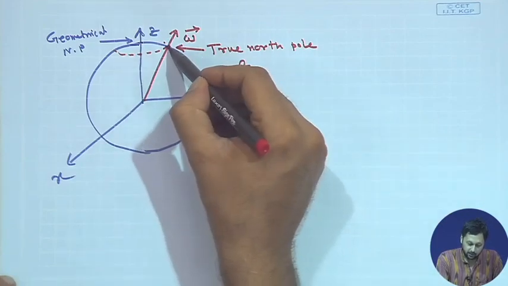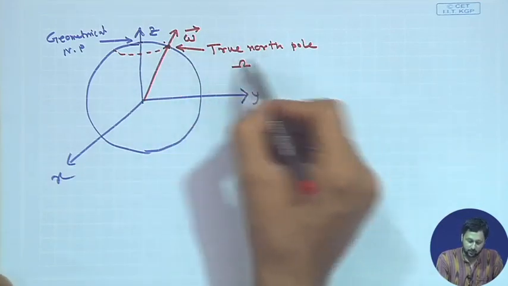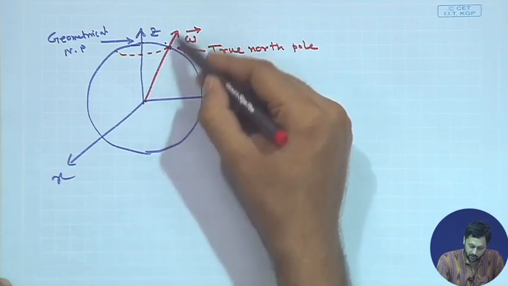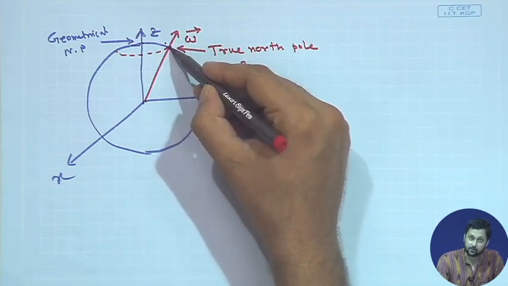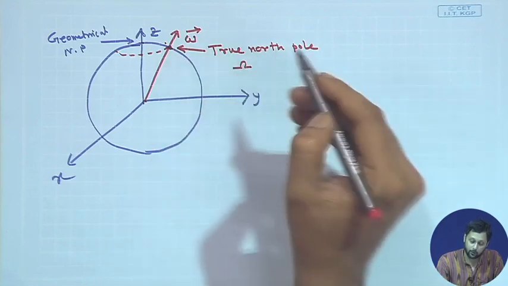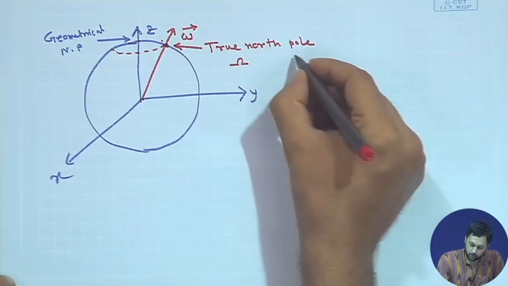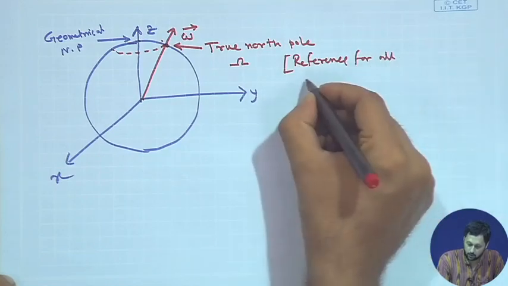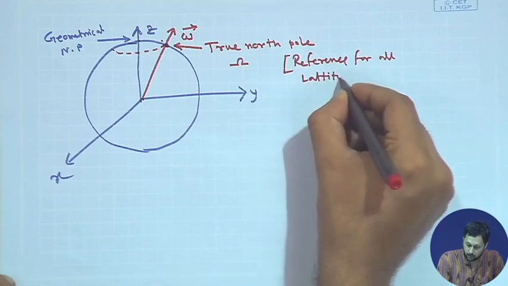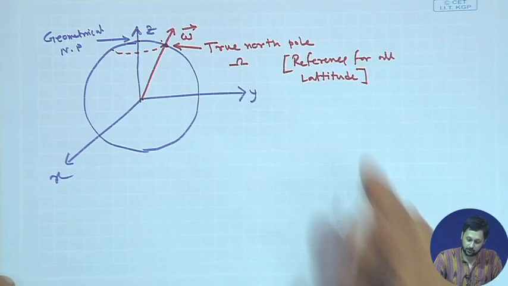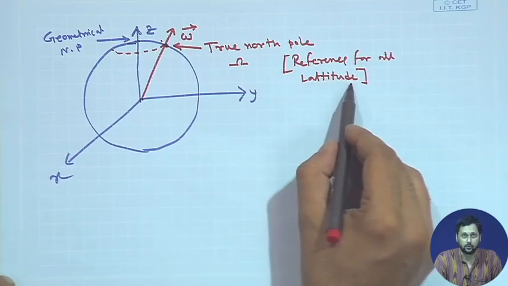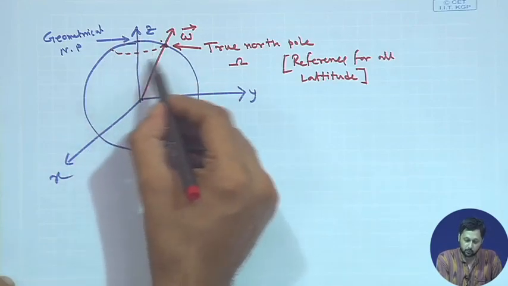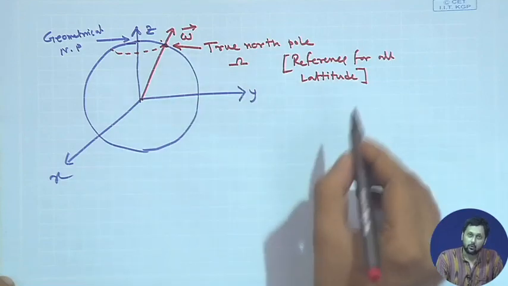Now, true north pole is what sets the reference point. True north pole is where the angular velocity vector intercepts the earth's surface, and this sets the reference point for all the latitude and longitude. So, true north pole is the reference for all latitude, sorry, not longitude, longitude has a different reference point. So, it is the reference point for all the latitude. So, if the true north pole is rotating around the geometrical north pole, that means the latitude will also change.